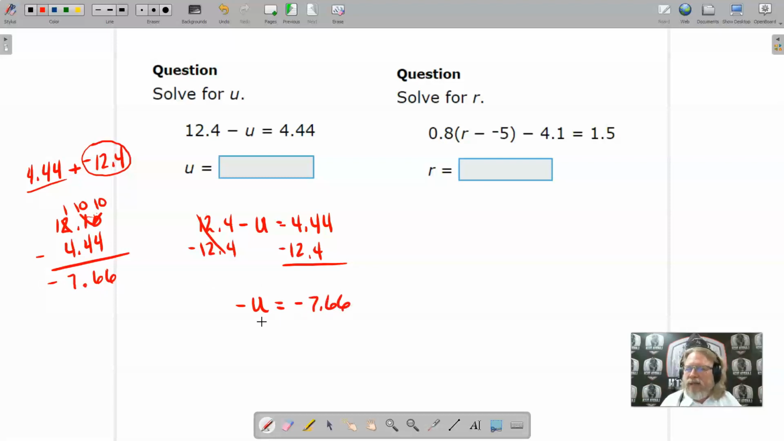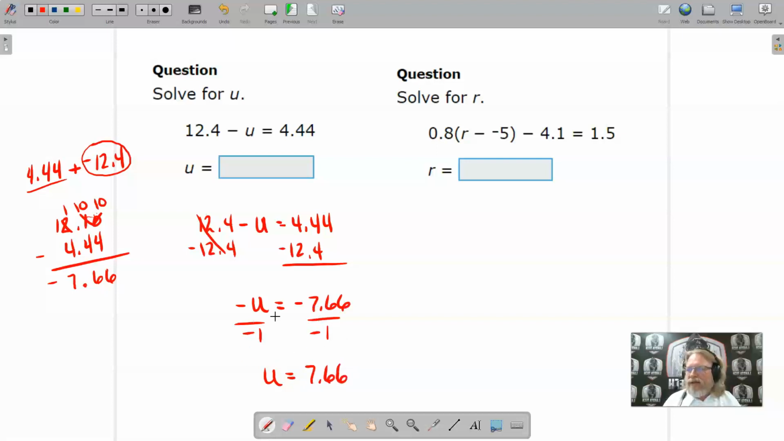Now I can't leave this in terms of a negative u. It has to be positive. So we're going to divide both sides by negative 1. And whenever we do that, we're going to get a positive u, because negative divided by negative is positive. u divided by 1 is 1. And now this is going to be a negative divided by a negative, which is a positive. And 7.66 divided by 1 is going to be 7.66.